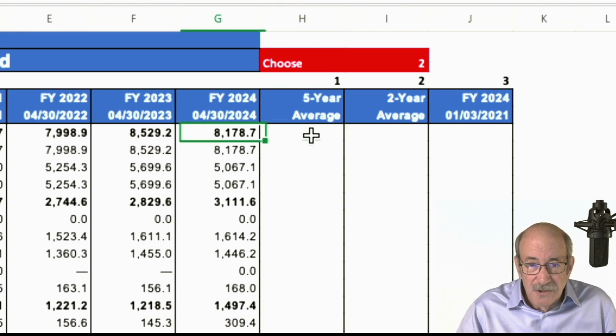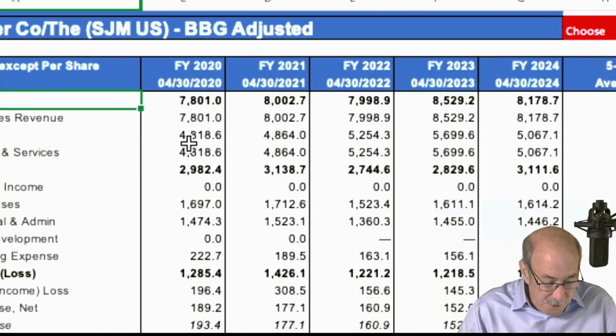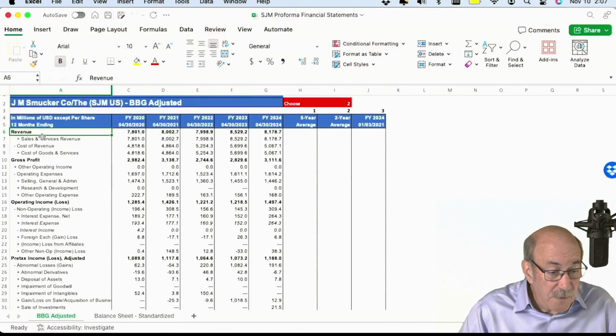And so I've got this set up for my income statement. And let's see, let me go back over here. I'll zoom back out. So here's my income statement.